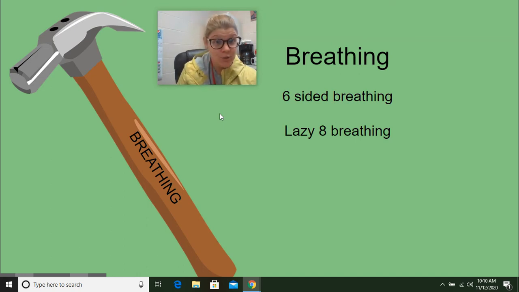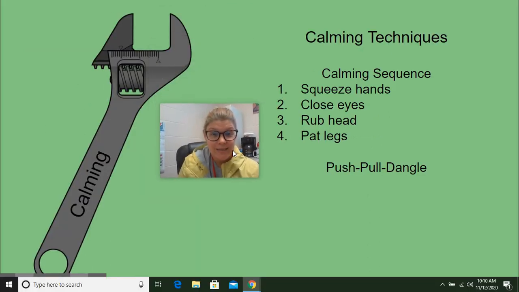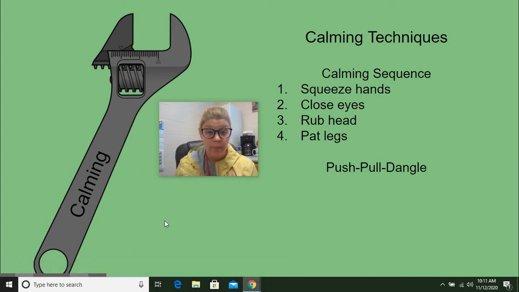Let's move on to our next tool. Our next tool is calming techniques, okay? Calming your body. What are some things that you can do physically with your body to calm it down? So the calming technique that Miss Johnson taught you all last week was called calming sequence. And this had 4 steps to it. And it is a really good distraction for your brain if it's busy thinking about things that upset you. It's a good way to distract your brain to help you to calm your body.